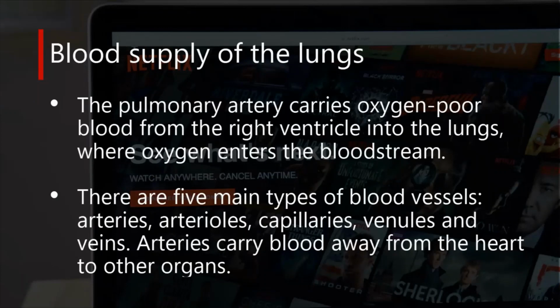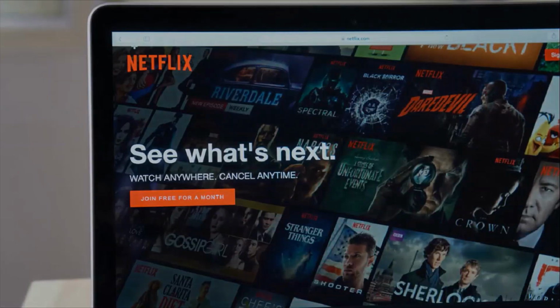The pulmonary artery carries oxygen-poor blood from the right ventricle into the lung, where oxygen enters the bloodstream. There are five main types of blood vessels: the arteries, arterioles, capillaries, the venules, and the veins. Arteries carry blood away from the heart to other organs.